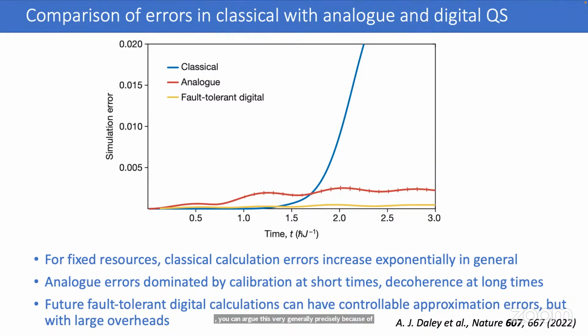Andrew? Yeah, this is Bill Phillips. Hi, Bill. Hi. So, what's going on with those oscillations, which are in phase for both the fault-tolerant digital and the analog? What's happening?